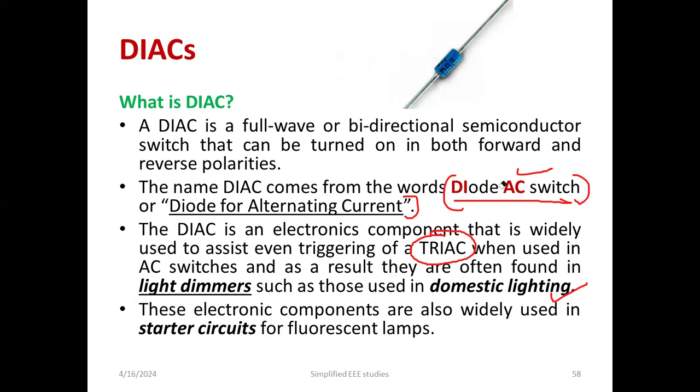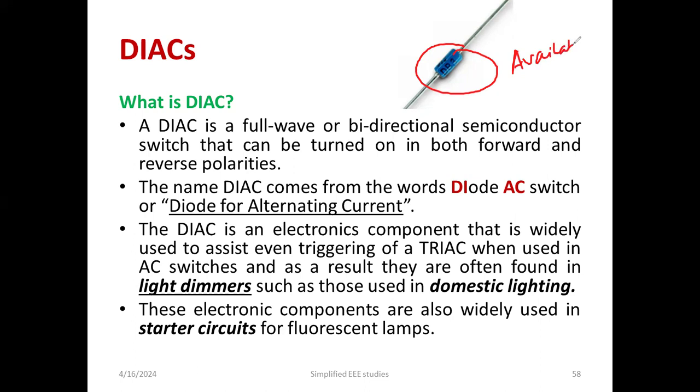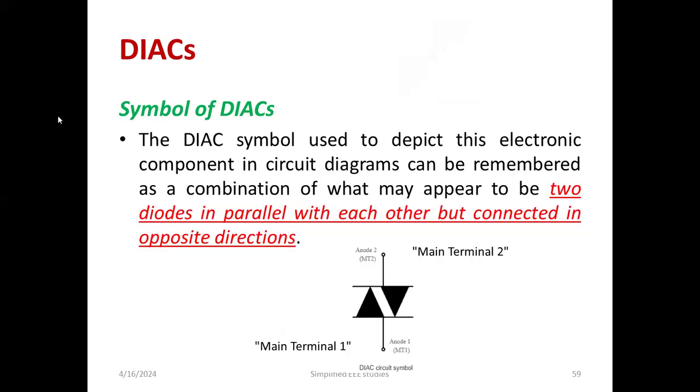As one example in the market, you will get a DIAC called DB3, which I indicated on the diagram. Here you can see this is one of the popular DIACs, which is readily available in the market. If you check the website of eBay or Alibaba or any other website, you will come to know about this particular DIAC. Now I'll discuss the symbol of DIAC.